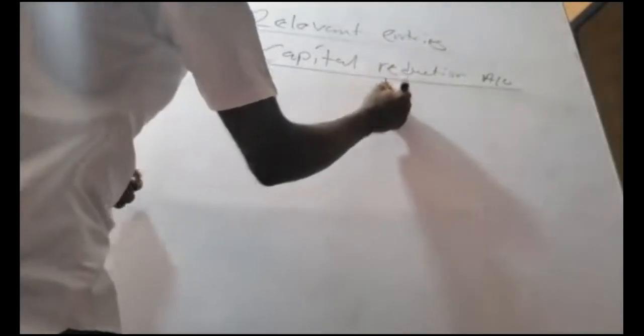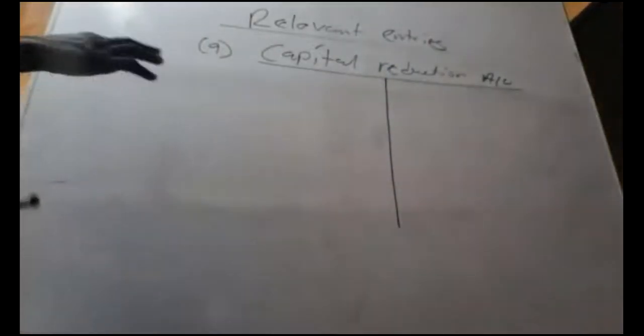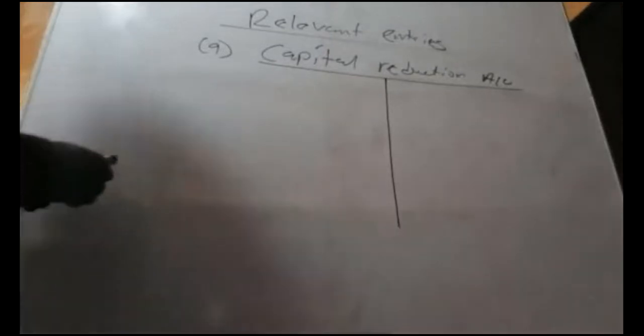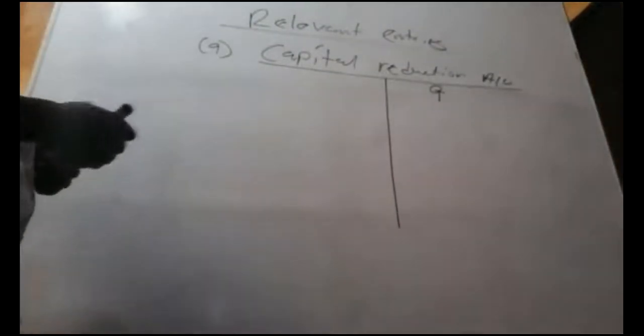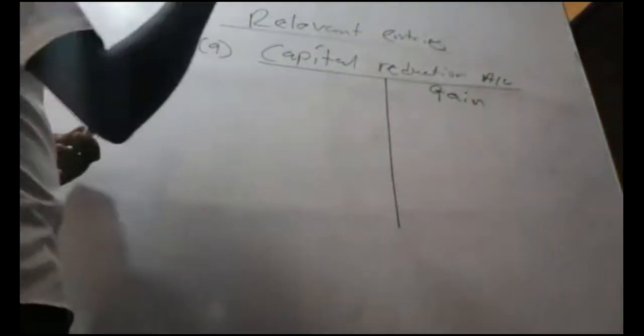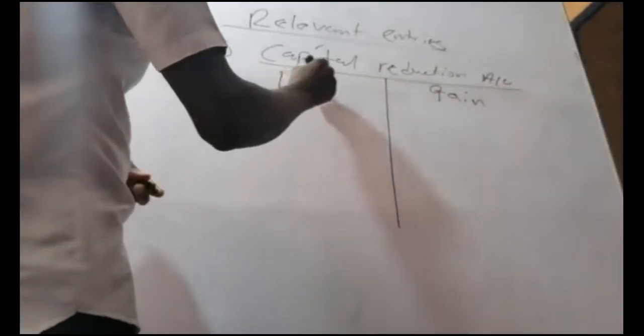Now, this capital reduction account, I prefer you doing it like this, an account like this. At the inception of the class we banned debit and credit, but you're going to bring it back. Here is for gains, whether it's a capital item or revenue account. So the credit side, as the right side, is for gain. Anytime the company is gaining, you record it at the right-hand side, the credit side. Then this section is for loss.